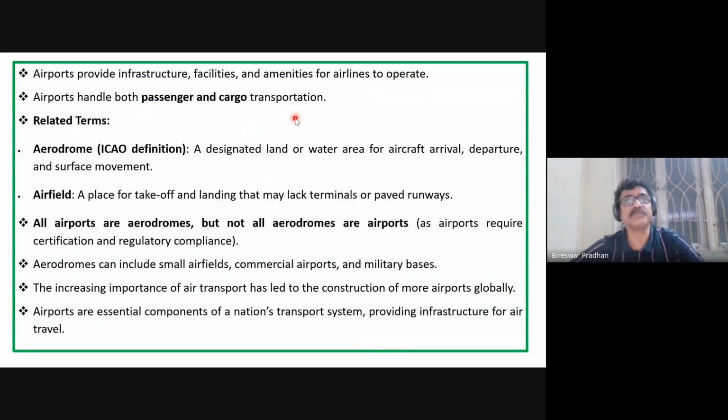What are the related terms? We can say aerodrome. ICAO defines a designated land. Aerodrome is a designated land or water area for aircraft arrival, departure, and surface movement. Aerodrome, that is aircraft arrival, departure, and surface movement. Very straightforward way it is defined.